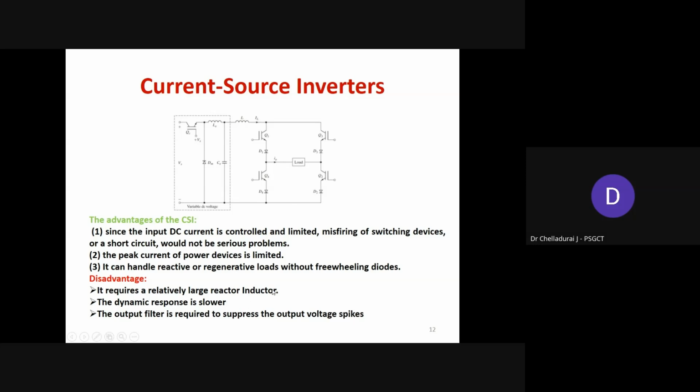So here the main problem related to this current source inverter is that the inductor size is too high. Then the second very important drawback is that the dynamic response is also very low. Then the output filter required to suppress the voltage spikes is also very important.